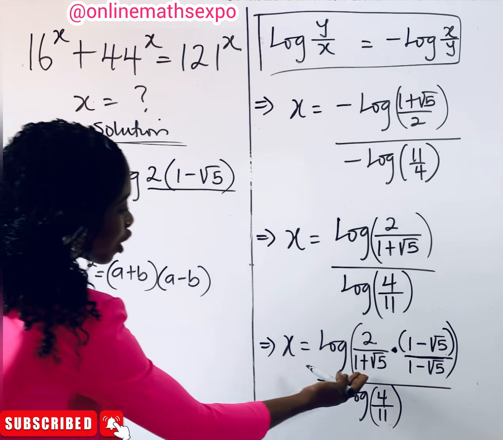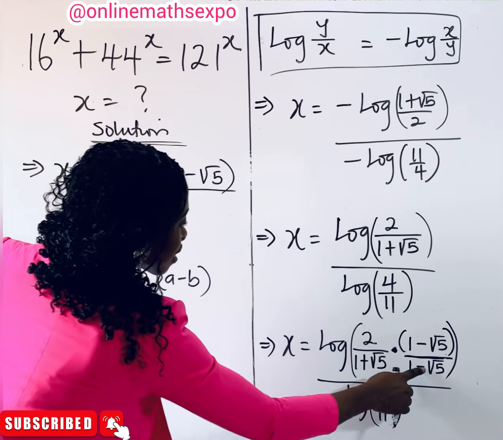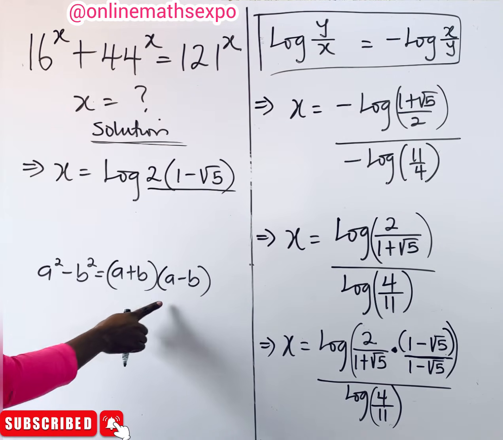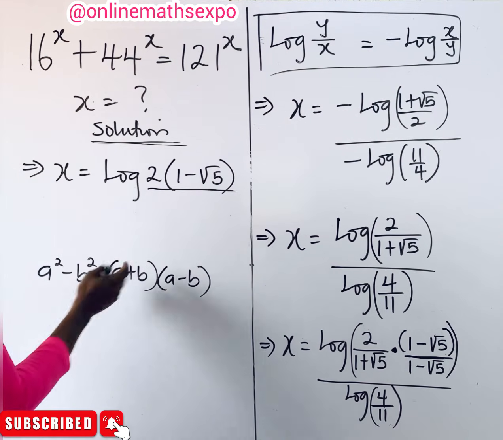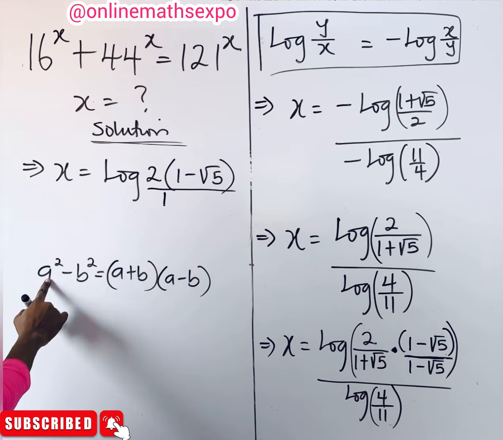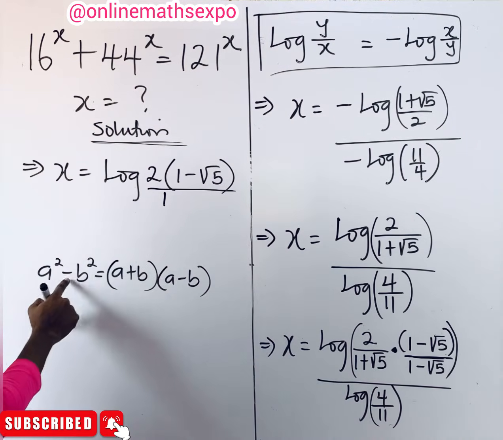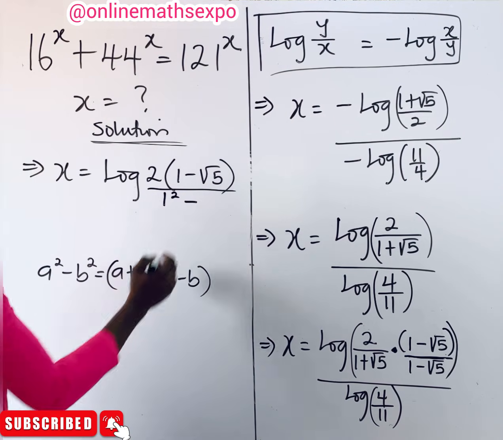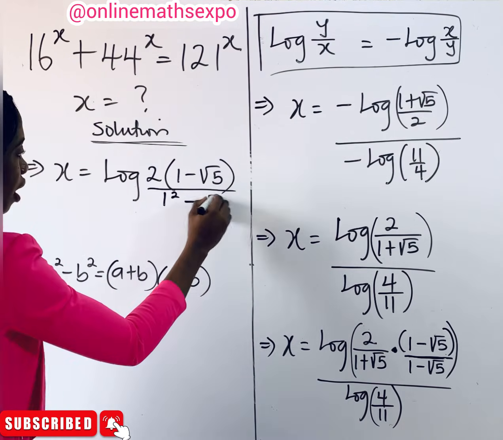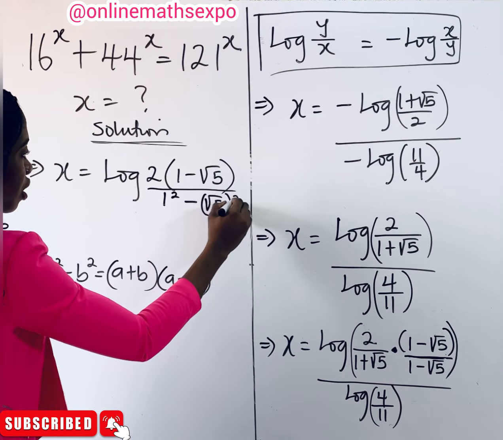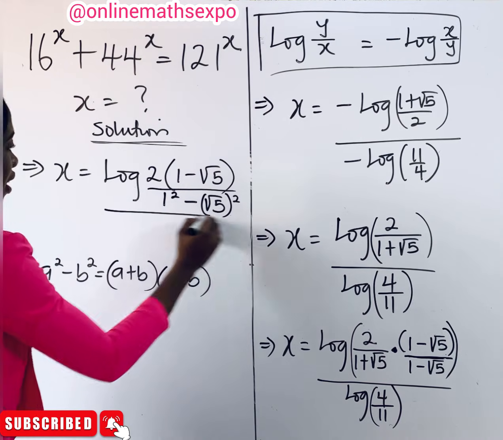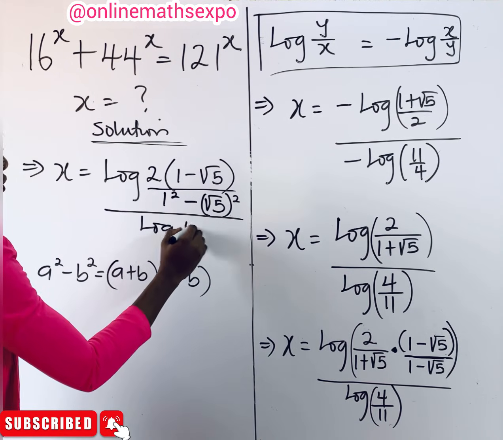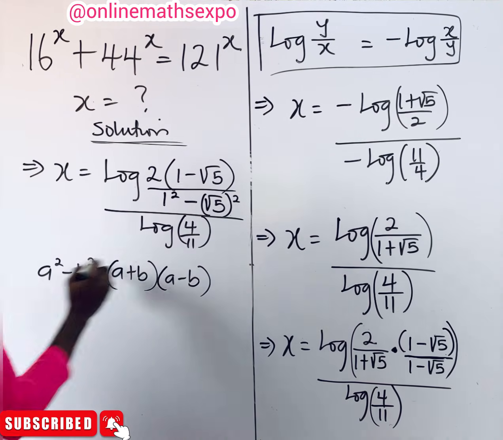So if you look at the denominator, they are the same, differences in the signs, just like this. So you can make this to be in this form, okay? So it's going to give us 1, our a now is 1. So we have 1 squared minus this square root of 5, then you square it. This is the same as this 2, okay? Then divided by log of 4 over 11.